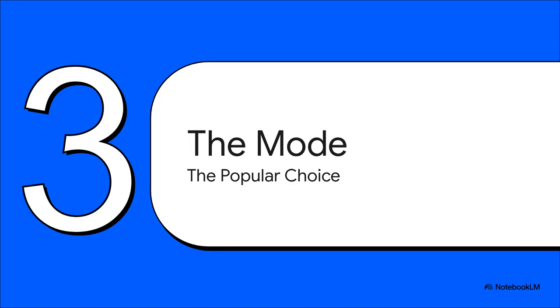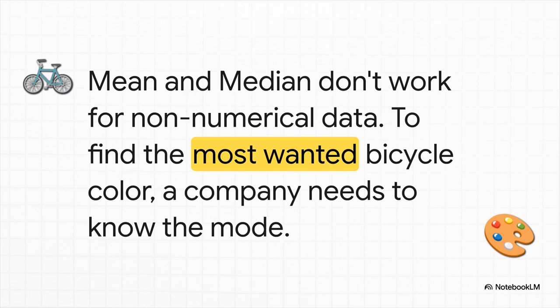Okay, so we have the mean for when our data is pretty balanced, and the median for when we have outliers. But what if our data isn't even about numbers? For those situations, we need our third and final tool, the mode. I mean, just think about it for a second. You can't calculate the average of red, blue, and green, can you? It just doesn't make sense. The mean and median are totally useless here. We're not looking for the center value, we're looking for the most popular choice.